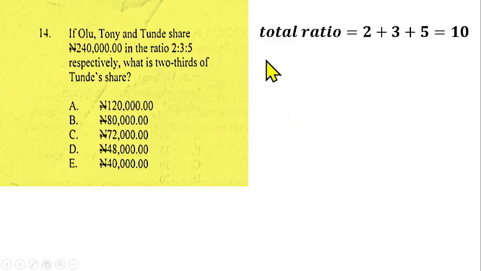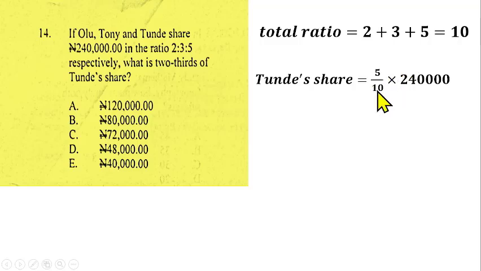So that means we'll be having 5 over total ratio, which is 5 over 10 multiplied by the money shared, which is 240,000. If you simplify this further, you have 120,000 to be Tunde's share. By pressing your calculator here, you can simplify by yourself. So this is Tunde's share out of the money.